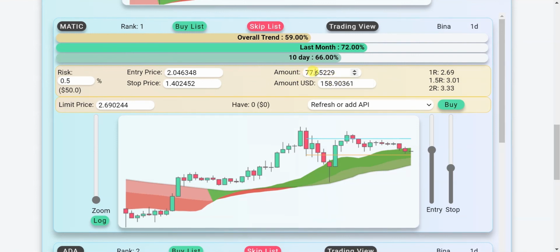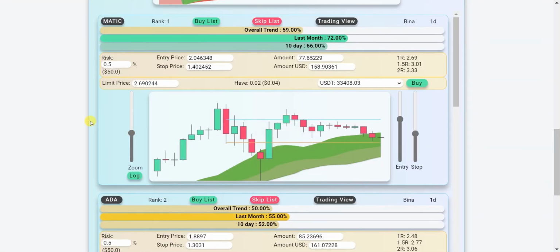So all this risk management, what it's doing is working out these numbers. Essentially, this is the most important thing that it's working out for you, the amount to buy, right? And it's using the amount you want to risk of your total account, and it's saying, okay, we want to risk 5%. We've got the entry price and the stop price. We're going to work out what the percentage drop is between the entry price and the stop price, and then say, okay, if that dropped, we need to know that we're only losing 0.5% of our account or $50. Okay, and then it says, well, if all that's true, the amount would be 77 of this cryptocurrency and $158 that we need to be buying.